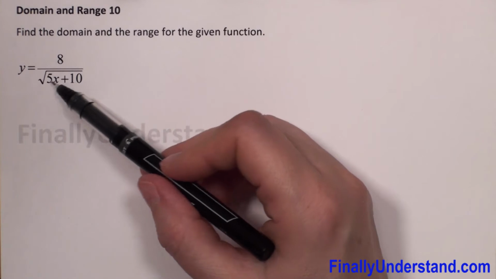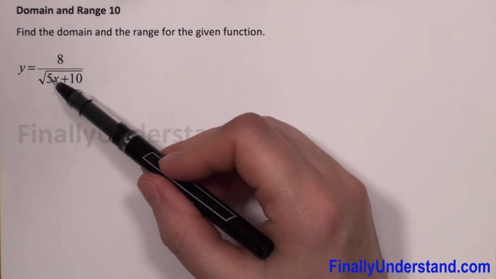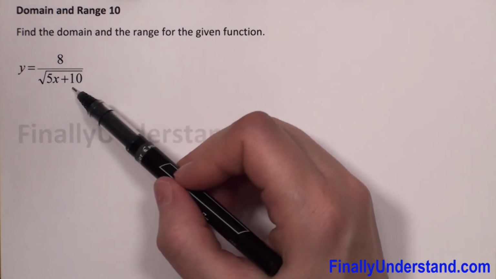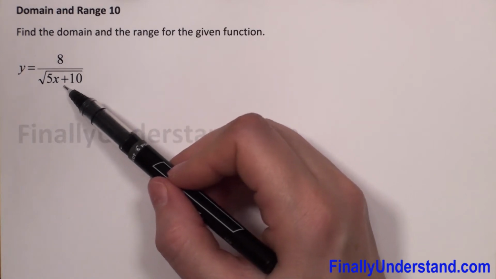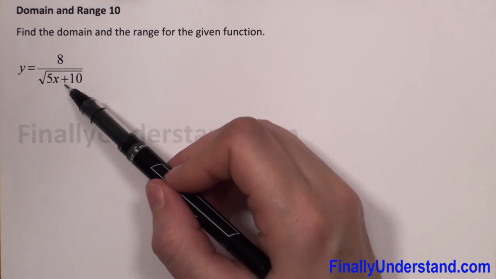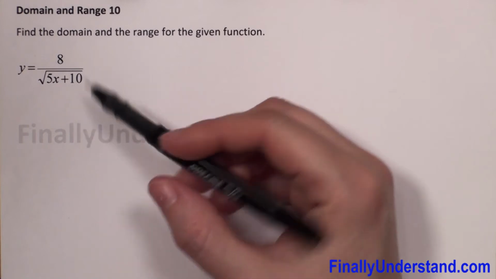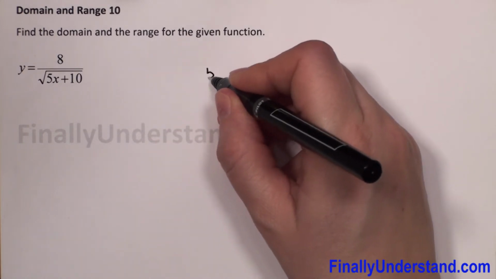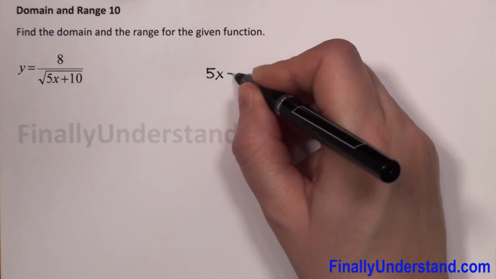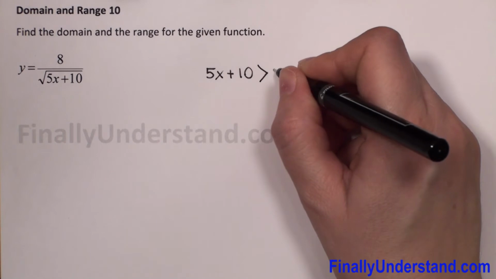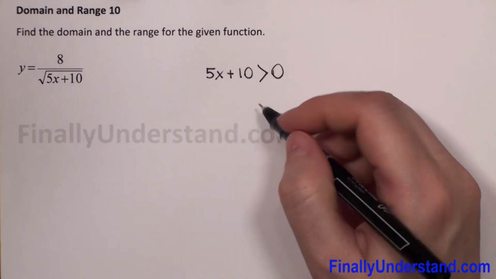And we know that we can calculate square root only from positive numbers or 0. But because the square root is in denominator, we cannot have square root equals 0. So whatever is in this denominator, so 5x plus 10 must be greater than 0. We have to solve this inequality.